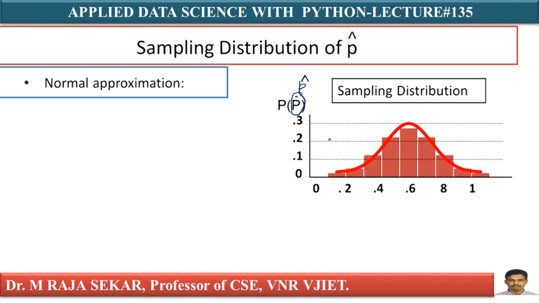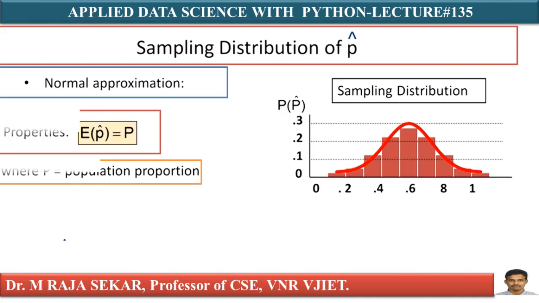That is what it says. What will happen? This picture shows different samples taken from the population. From each sample, we will find the sampling proportion. If you plot the sampling proportion, that will follow a normal distribution. When we know it follows a normal distribution, it has two parameters. What are those parameters? Mean and variance.